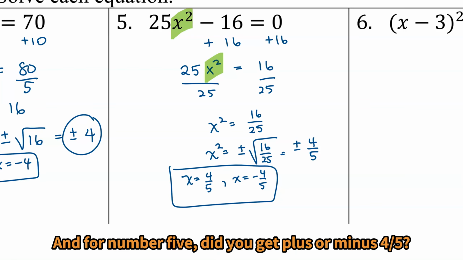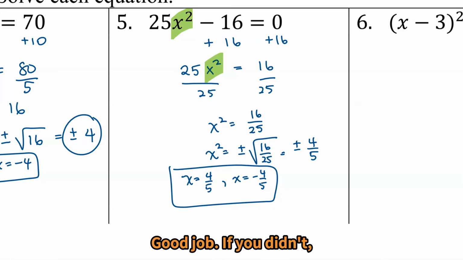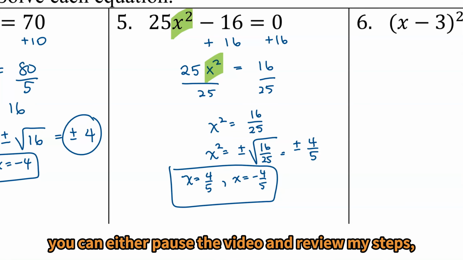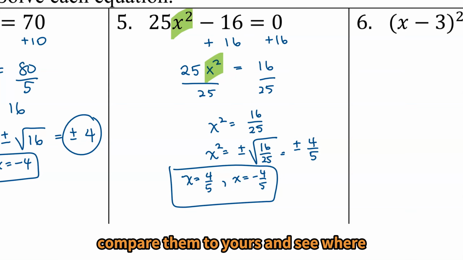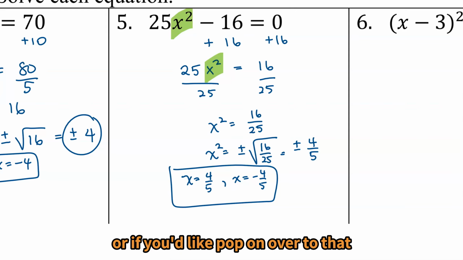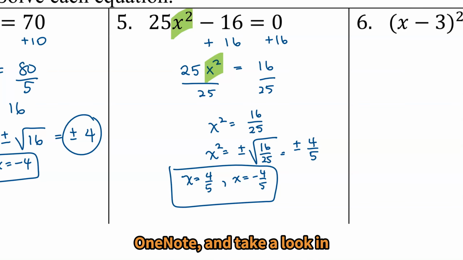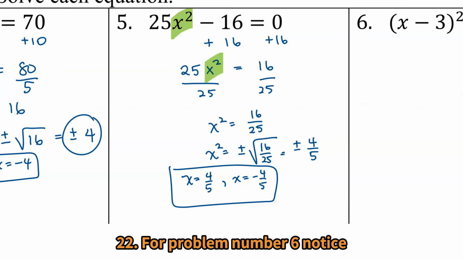And for number 5, did you get plus or minus 4/5? Good job. If you didn't, you can either pause the video and review my steps, compare them to yours, and see where the mistake happened. Or if you'd like, pop on over to that OneNote and take a look in this section for collaboration 22.